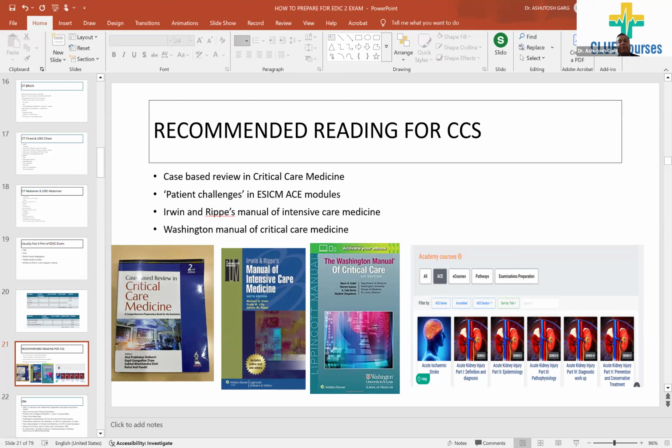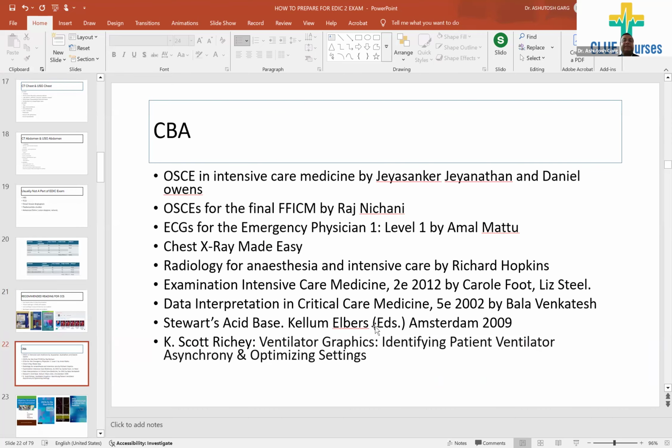You can read some topics from this book, and the Washington Manual of Critical Care Medicine. This is also a very good book to read some important topics for the preparation of CCS. Then CBA, computer-based assessment. There are some OSCE books available, like OSCE in Intensive Care Medicine by Jaya Shankar and Daniel Ons, and OSCEs for the final FFICM by Raj Nichani. This is also a very good book.